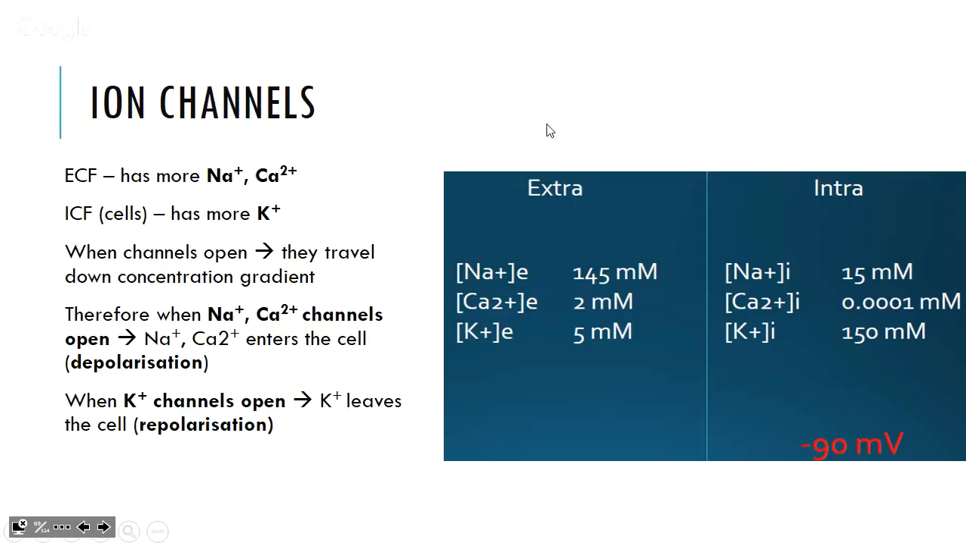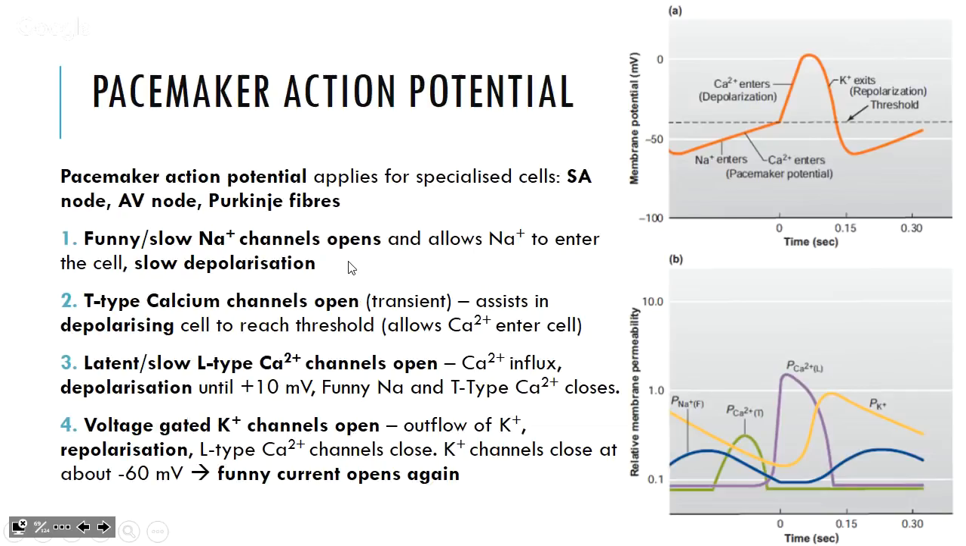So ion channels. As you may know, the extracellular fluid has more sodium and calcium. Intracellular has more potassium. That's pretty much what you need to know. When the sodium and calcium channels open, sodium and calcium go into the intracellular space, and this results in depolarization. Same with potassium: when it opens, the potassium will go out into the extracellular space and you'll get repolarization. So it's pretty important for these things here.